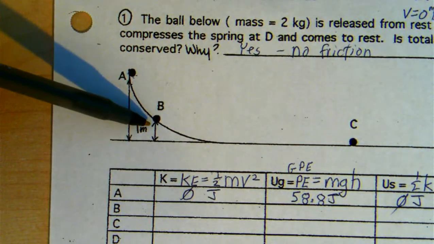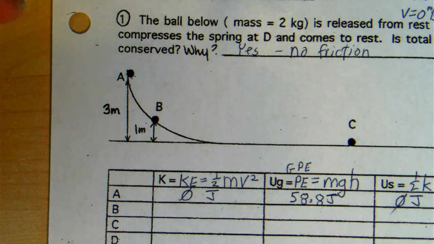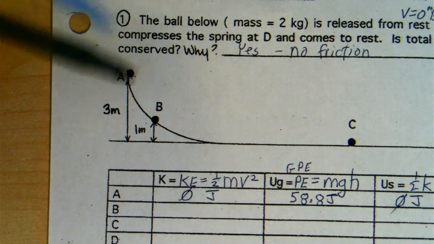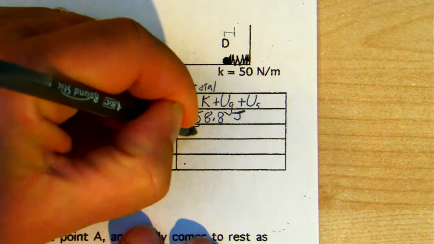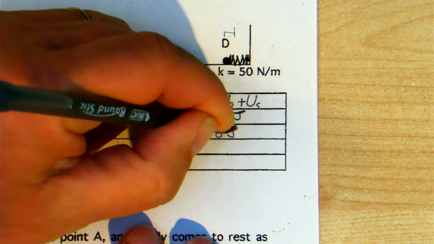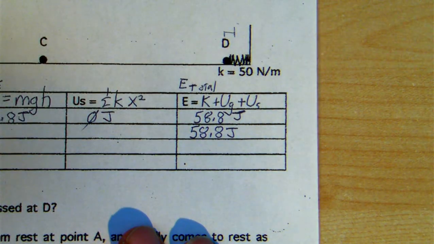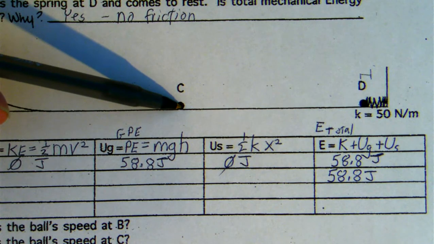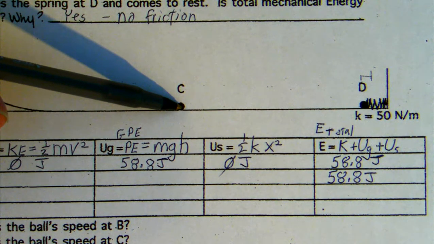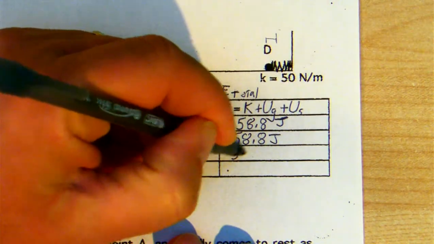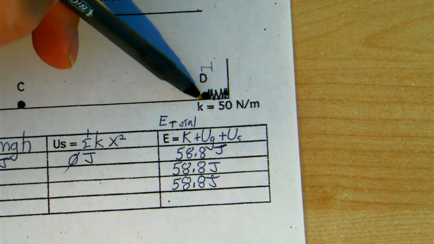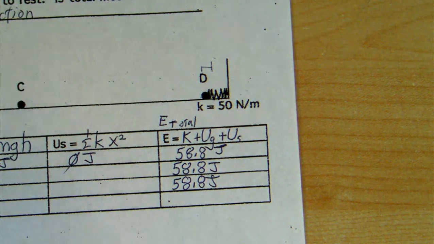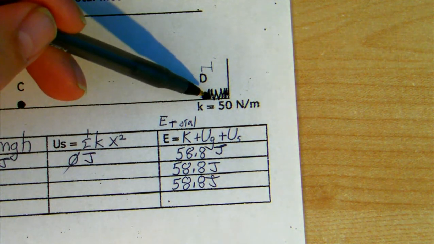So, what is the total energy at point B? Joseph Q. Excellent. Absolutely correct. And someone else? What is the total energy at point C? Fabian. Absolutely correct. And finally, once this ball has compressed the spring at point D, what will be the total energy, Siddharth?